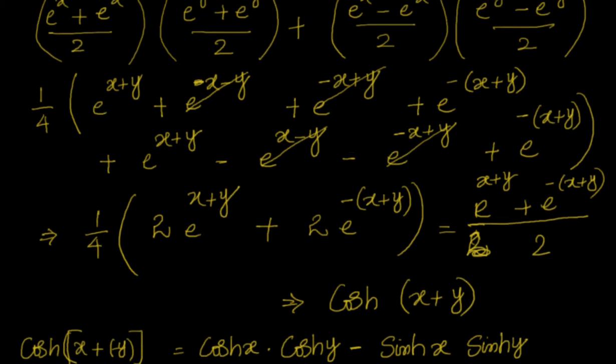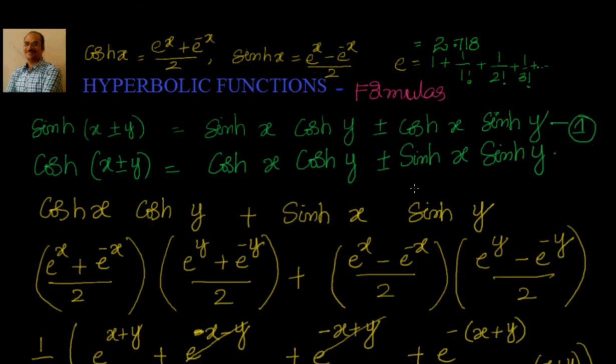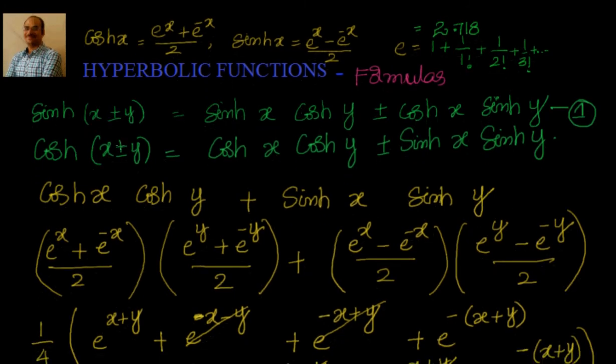So you can see now how we have proven both of these. Now by taking this, we can also find out tanh of x plus or minus y just by dividing one by the other. If I divide sinh of x plus y by cosh of x plus y, what happens? I will divide everything by cosh x cosh y. I will have tanh x plus tanh y by 1 plus tanh x tanh y.